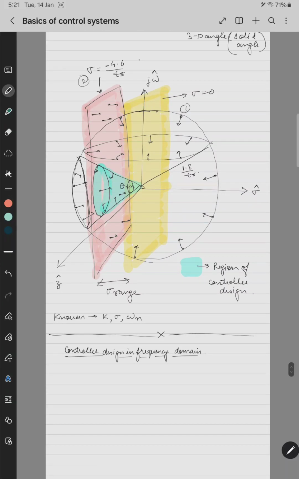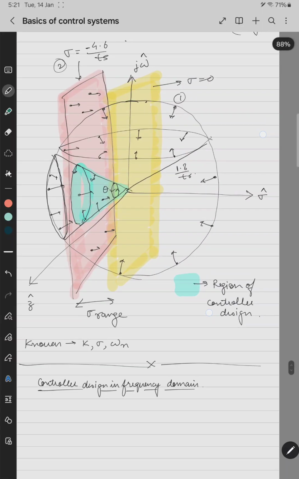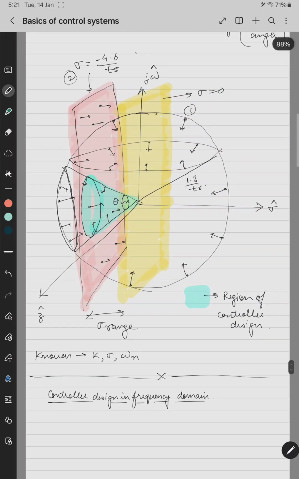We also know that as we go on increasing the order of the system or the plant, the identities become complex to visualize. Here, for a second order system with a PI controller, it became overall a 3D graph, basically a 3D complex plane. So in this case, the controller design becomes slightly challenging.